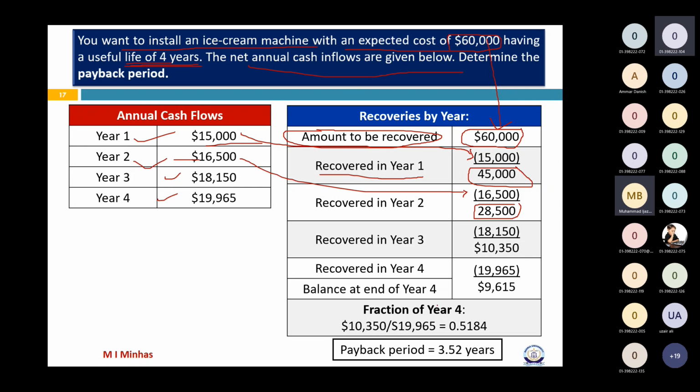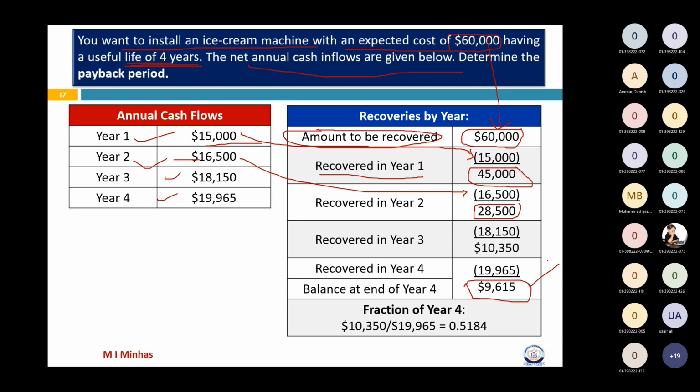So at the end of year four, I had, let's say, 9,615 with me, right? Which is actually my profit or my earning at the end of the day after 4 years. Now, what is the payback period here? The payback period is 3.52 years, correct?